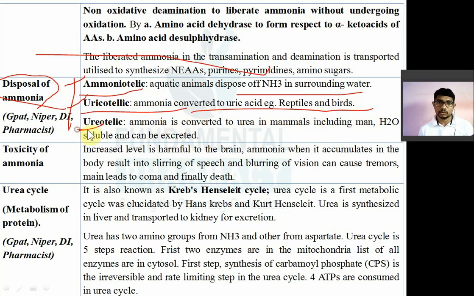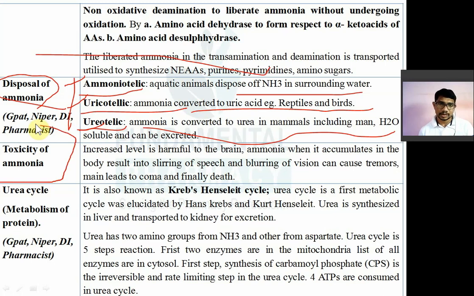Now ureotelic means humans, like mammals: ammonia is converted into urea in mammals, including man. Urea is water soluble and can be easily excreted through urine. So on the basis of disposal of ammonia, these are the three categories: ammonotelic, uricotelic and ureotelic.